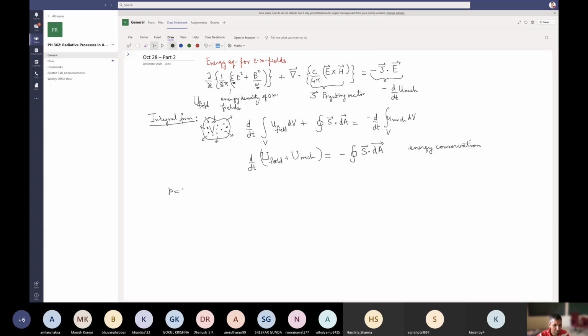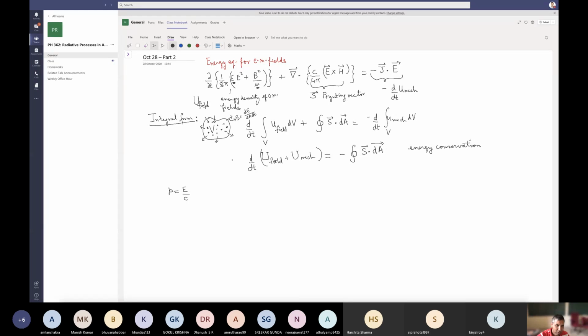So P equals E by C, right? The photon momentum and photon energy are related this way. Now the Poynting vector S is basically, if you consider this arrow, for example, if you have photons going from here, this is energy. So S is basically energy crossing this area, energy crossing per unit area per unit time.